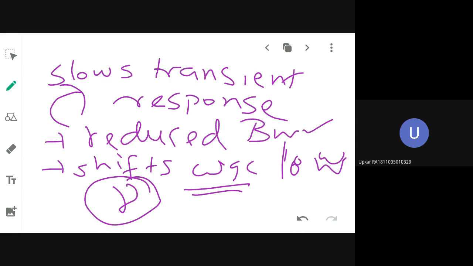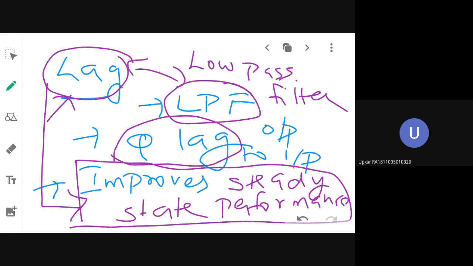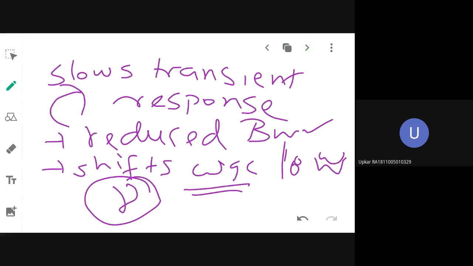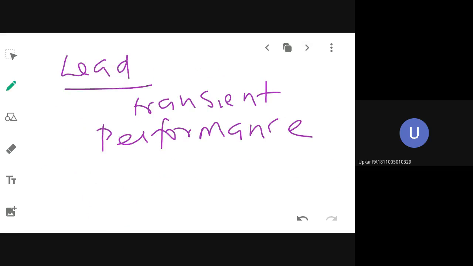So these are the various features of the lag compensator. Again, one important question that might come in MCQ is: lag compensator is equivalent to what type of filter? A low pass filter. It improves the steady state performance, but it affects the transient response, because it reduces the bandwidth, so it will slow down the transient response. Plus, in order to achieve the desirable phase margin, it will shift the gain crossover frequency to a lower value. So these are the general features of the lag compensator.